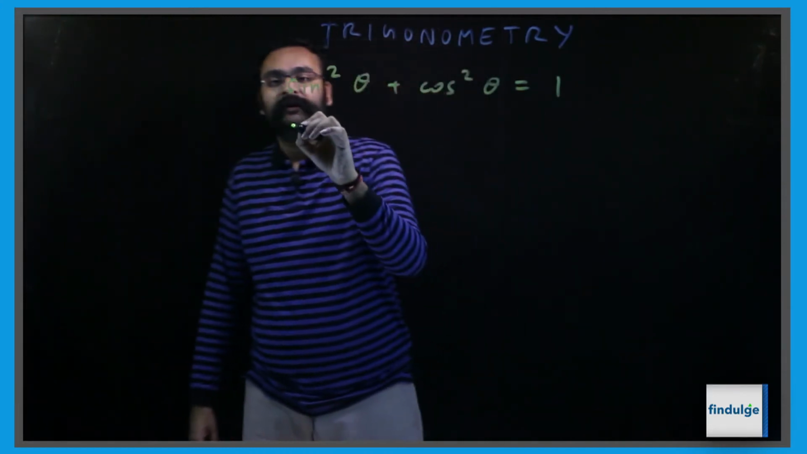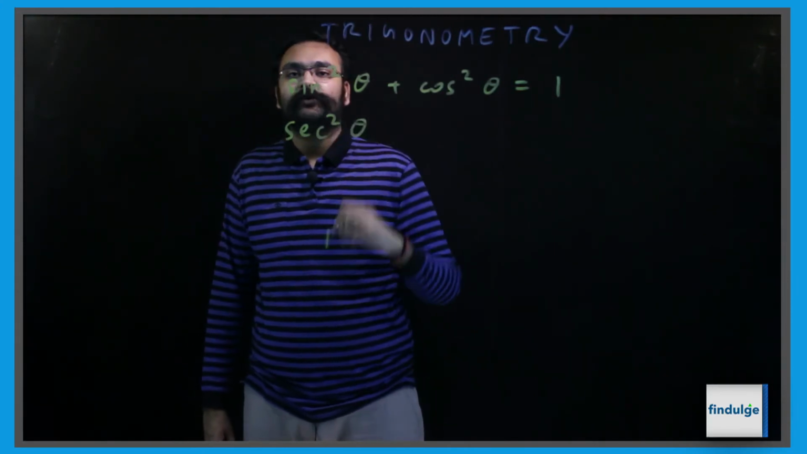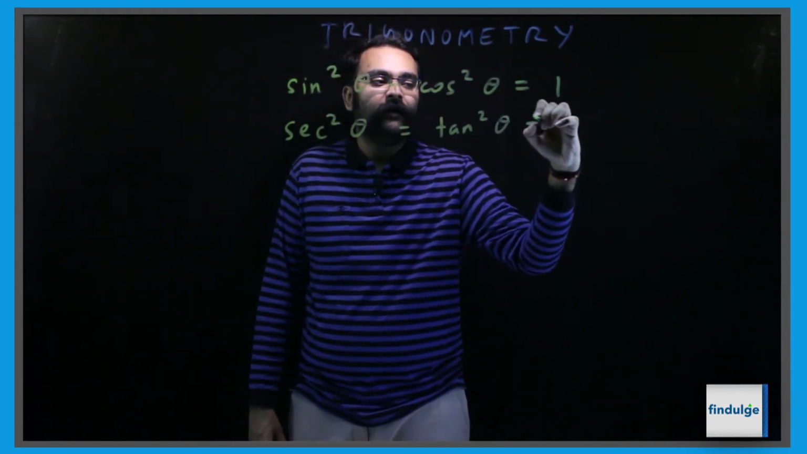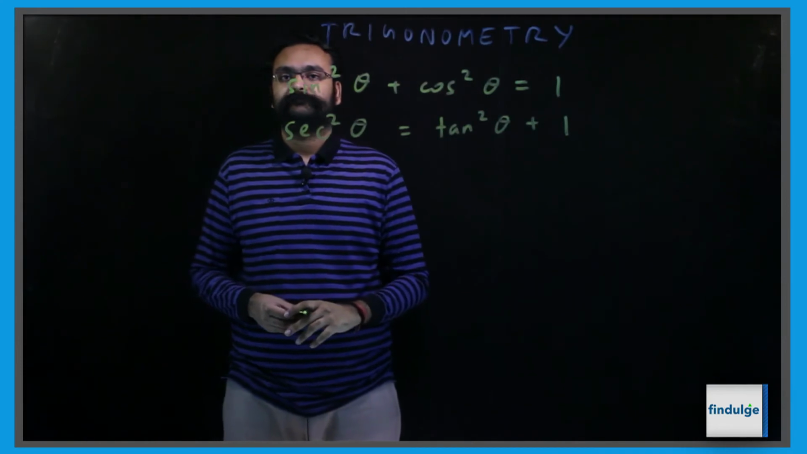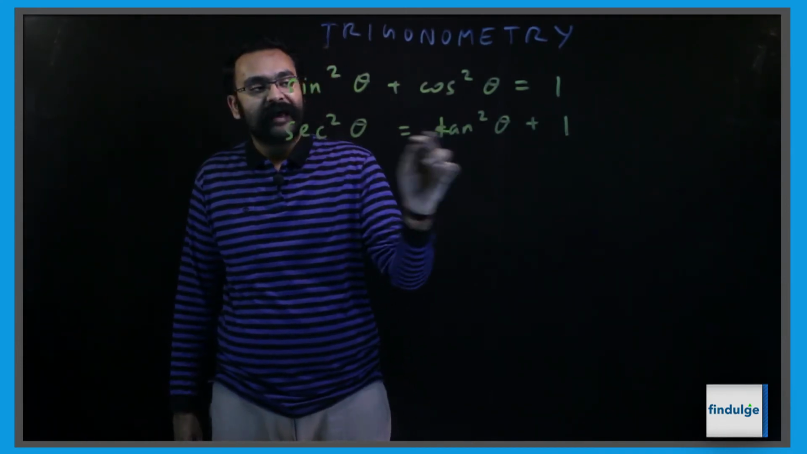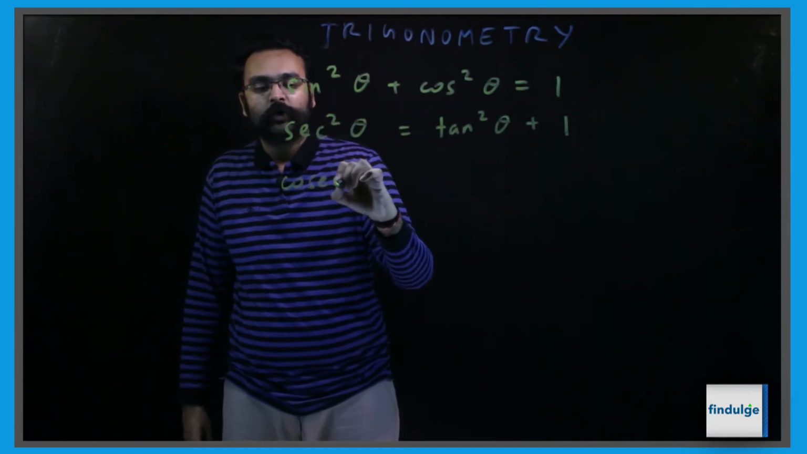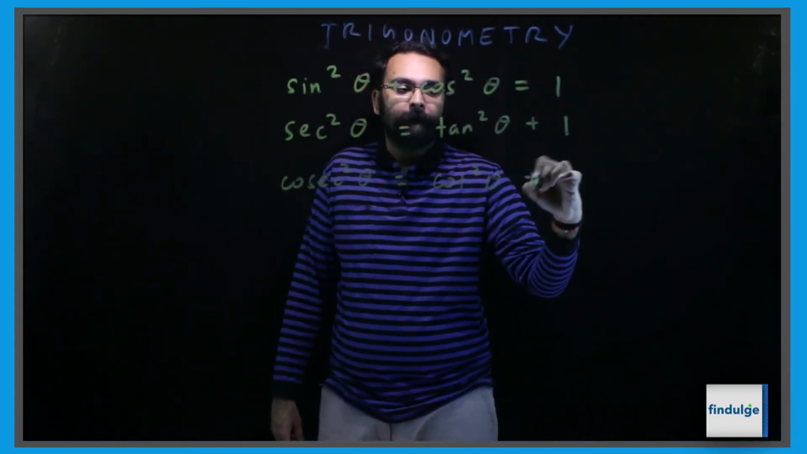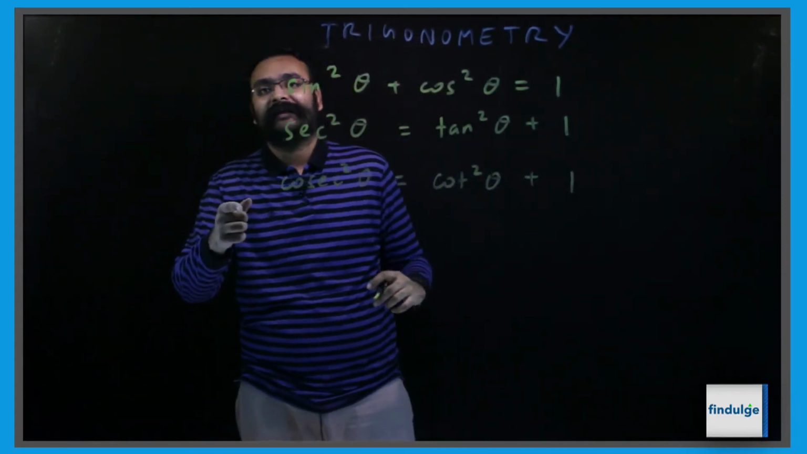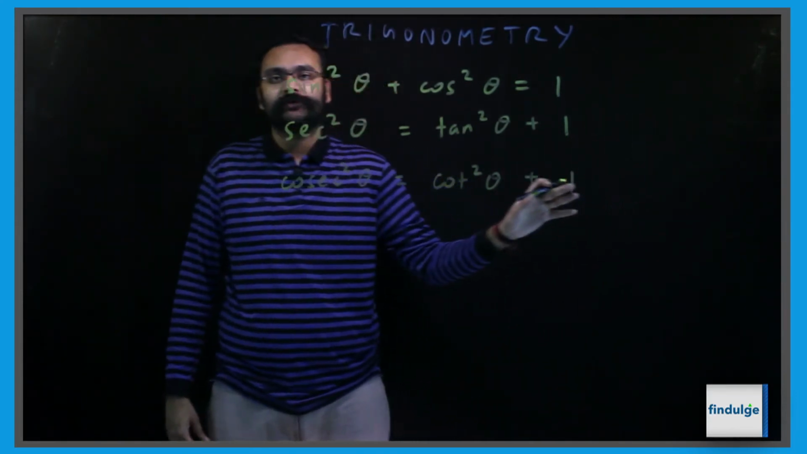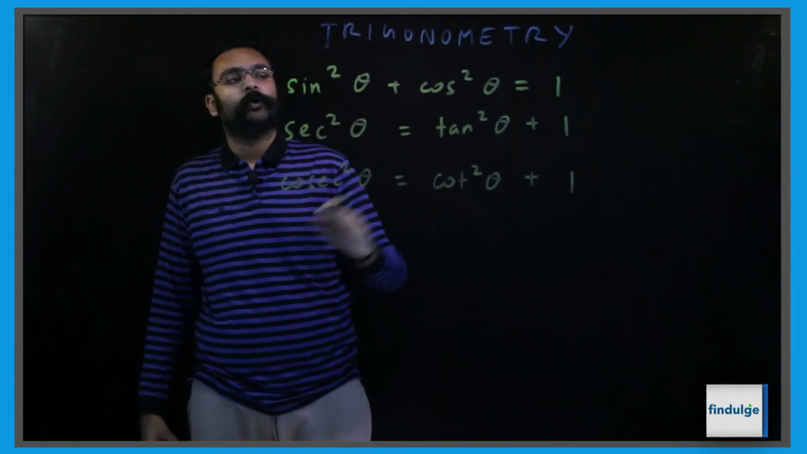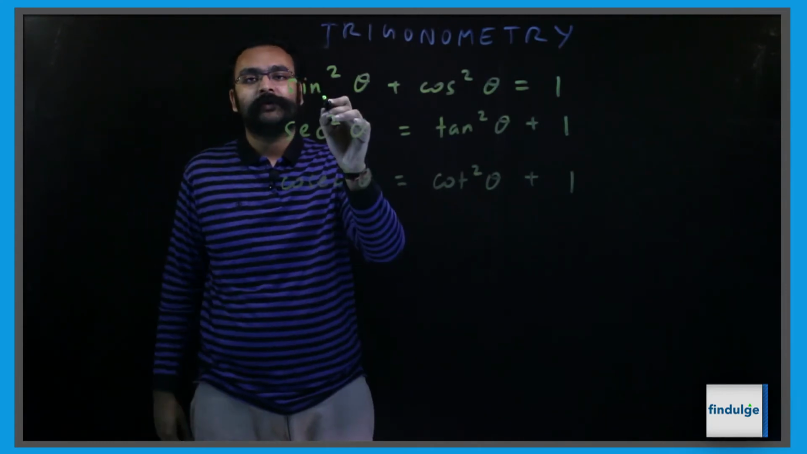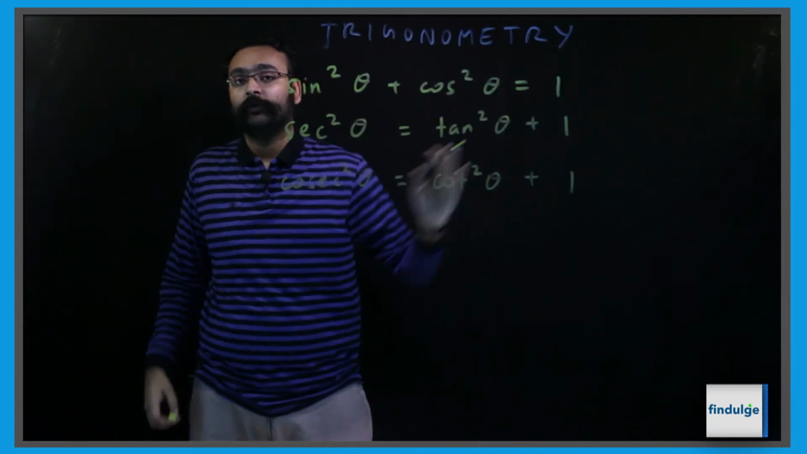Second identity. Sec square theta is equal to tan square theta plus 1, and cosec square theta is equal to cot square theta plus 1. So these two can be remembered like that. Remember, sec square theta is equal to tan square theta plus 1. Then just change sec to cosec, tan to cot, and you get the second one. First one, of course, sin square theta plus cos square theta is equal to 1.